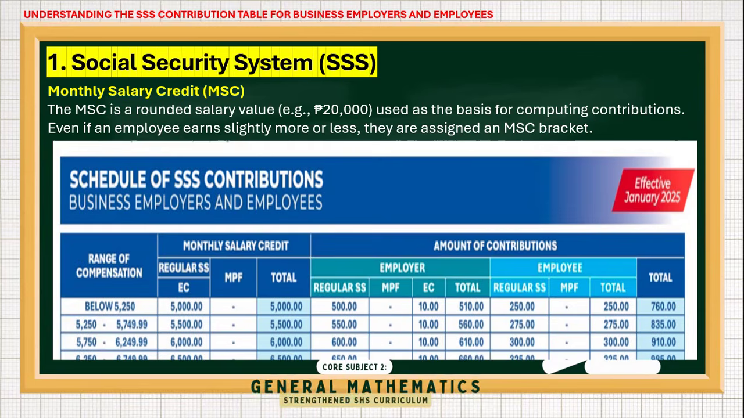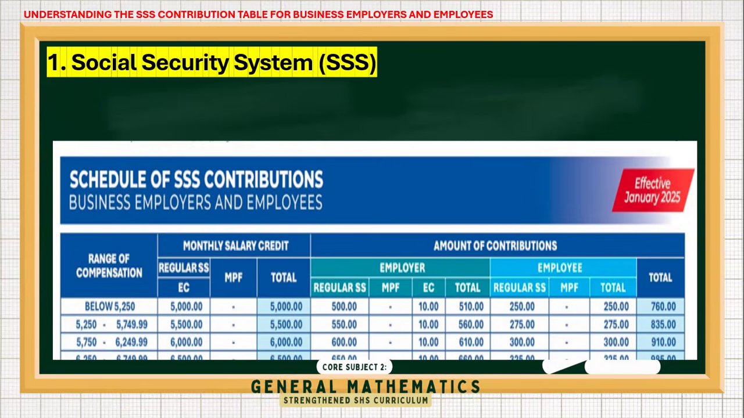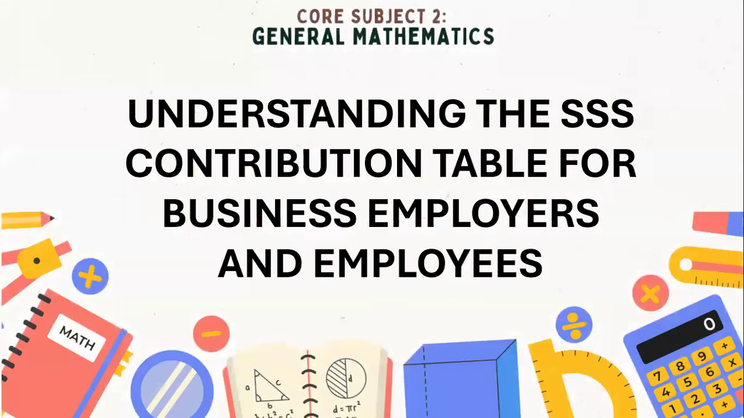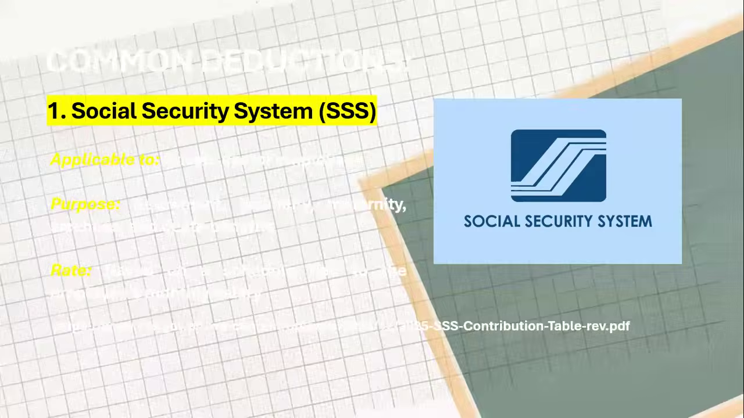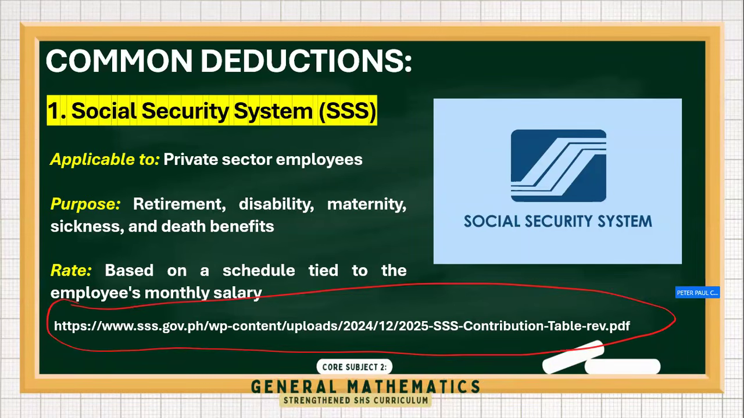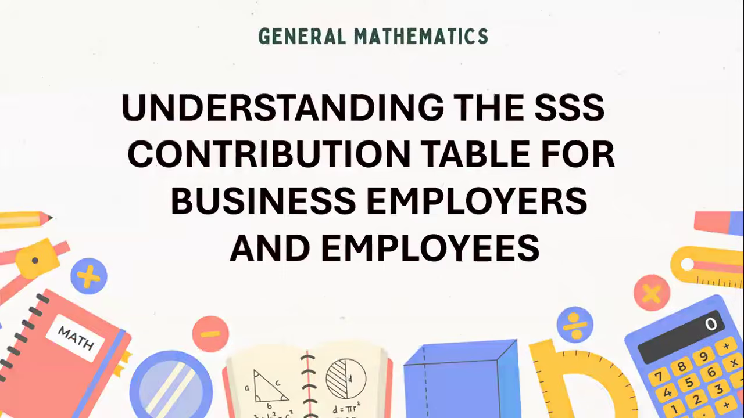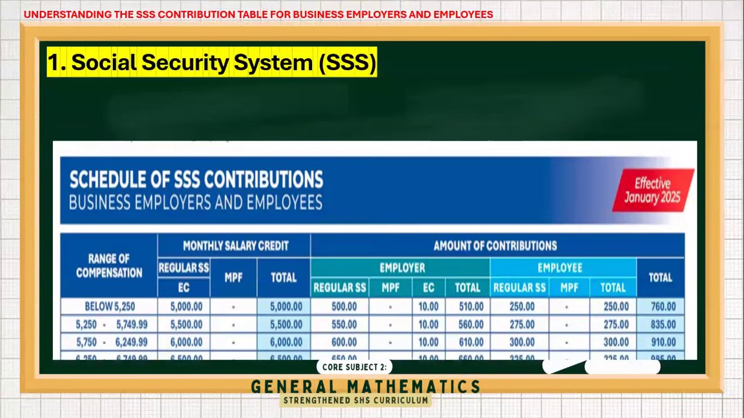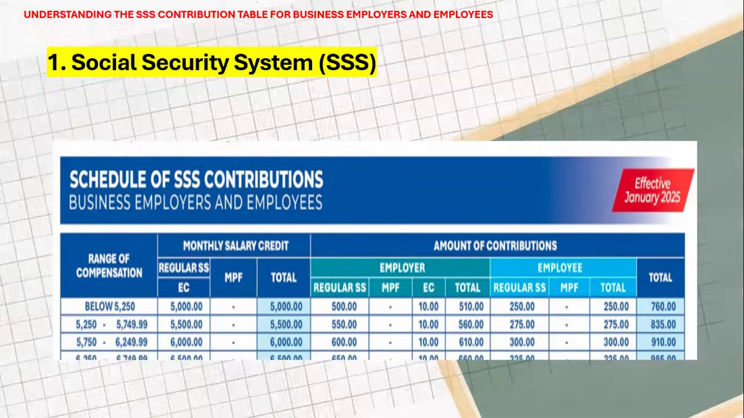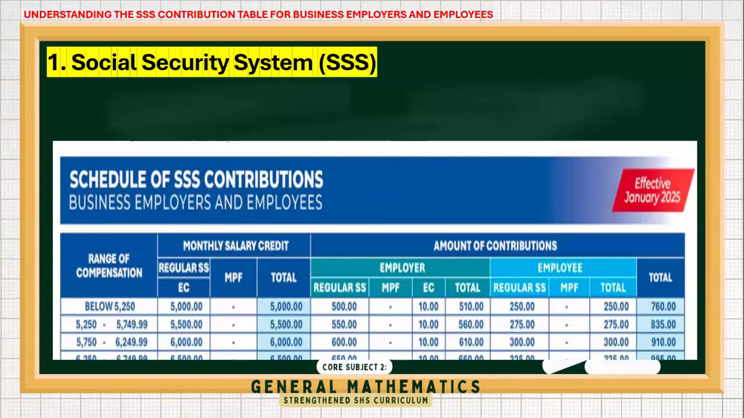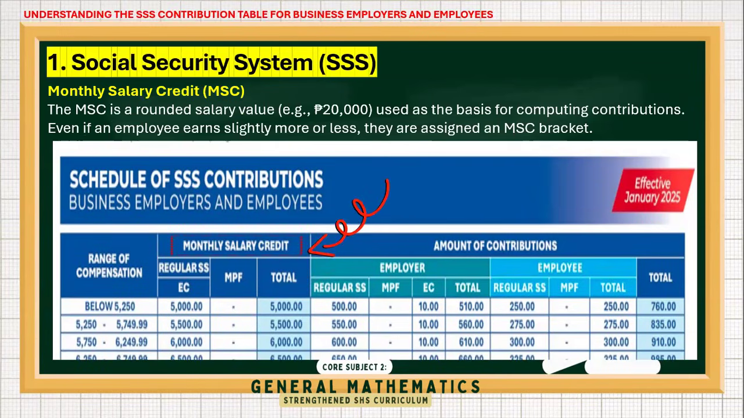Where do we find this link? The link is located here, so you can check this link. And that's the latest from 2025. In class, I will give you a copy of this table. What we're using is the schedule of SSS contribution for business employers and employees, so that you would understand how your employers are charged and how you are charged as an employee. Okay?